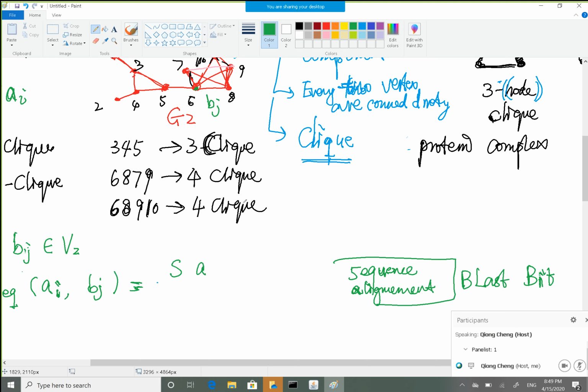This tool, right? So you use this tool. Let's use S to represent this tool, and what they get is a number with BJ, and then divide by the normalized score, S(AI, AI), and then times S(BJ, BJ).